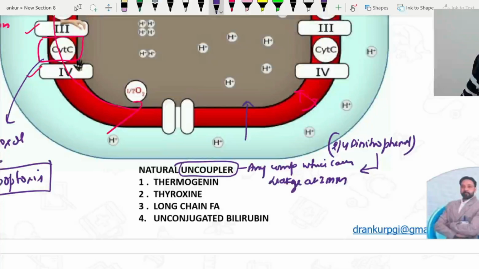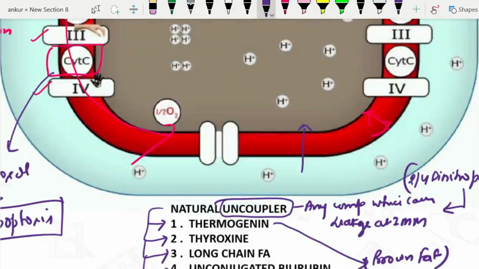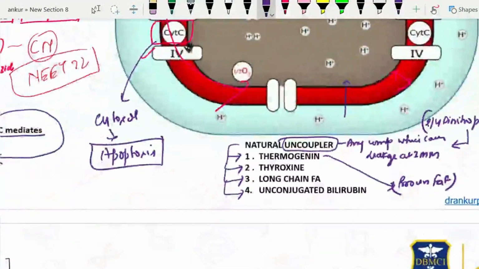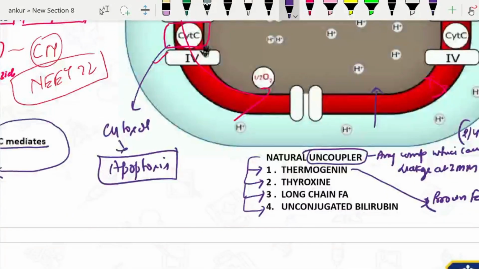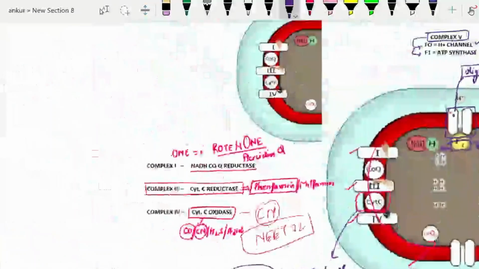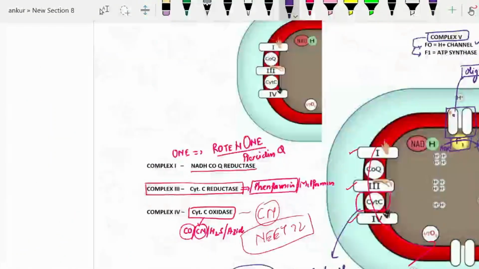Okay, natural. What is a natural uncoupler? Thermogenin, thyroxine, long chain fatty acid, unconjugated bilirubin, these are natural uncouplers. Usually questions are asked on thermogenin. This is a natural uncoupler found in brown fat, and responsible for non-shivering thermogenesis. So these are the questions on the electron transport chain.